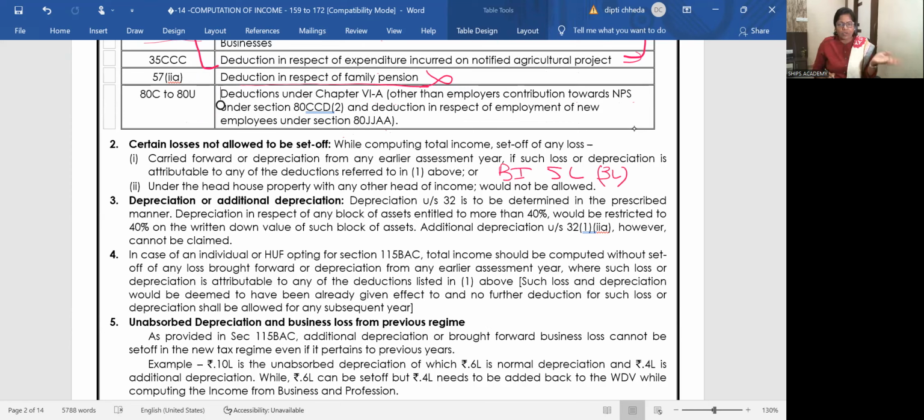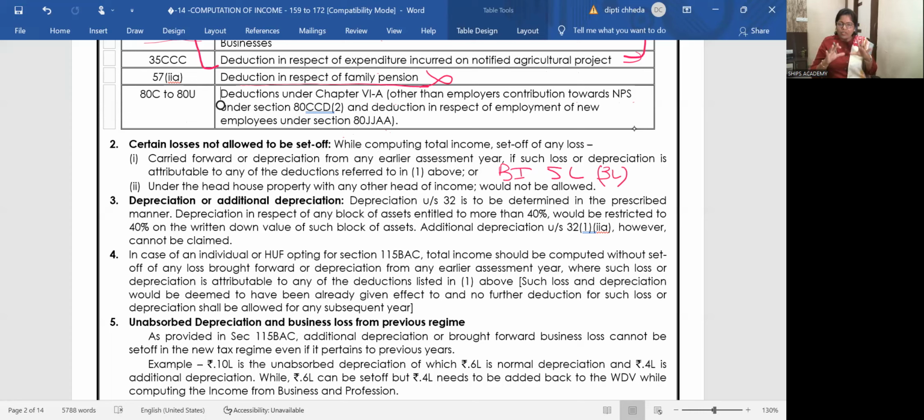All of you have studied with me, losses can be carried forward for 8 years, some for 4 years, some for an indefinite period. Now, while computing set off of any loss, carry forward or depreciation from any earlier assessment year, if such loss or depreciation is attributable to any of the deductions referred above, it is not allowed. If your last year's business loss, which you are carrying forward to set off now, is because of 35AD, specified business, or because of scientific research, that loss you cannot set off now.